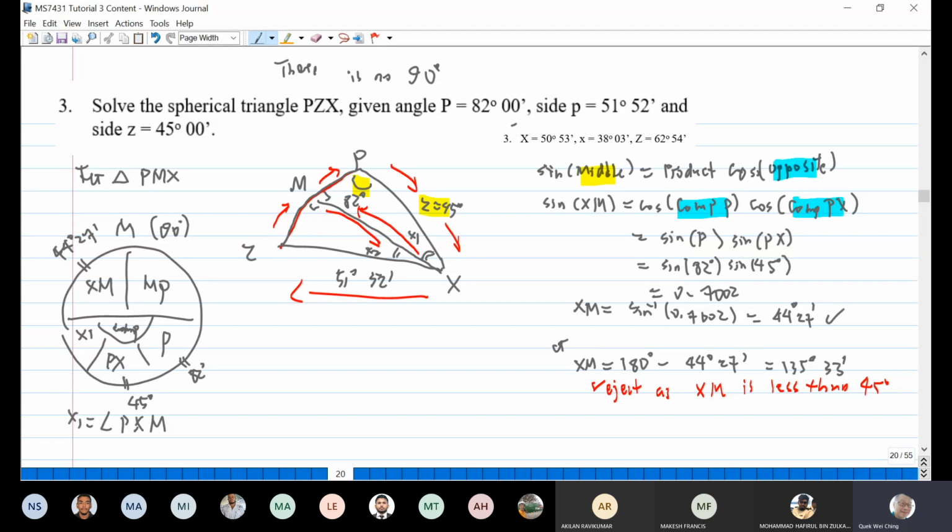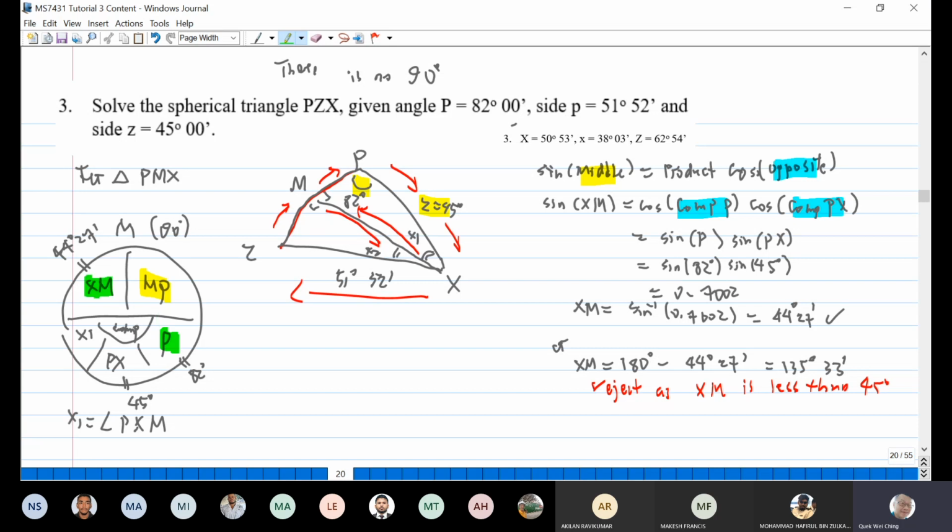Okay, xm finished already. Let's try to find another one. Let's try to find PM. Okay, PM. What to do for PM now? Different rule now. So PM is one of yellow now. What can you find for PM? Because you can only use the adjacent, because you don't know x1. So that means you can only use this.